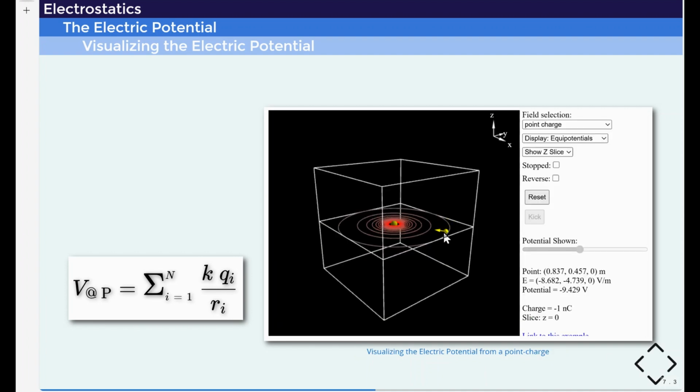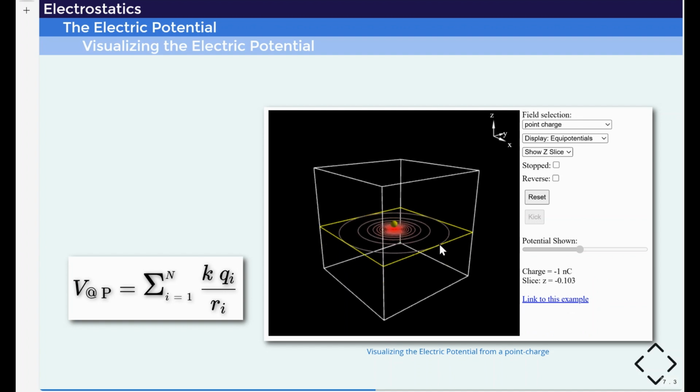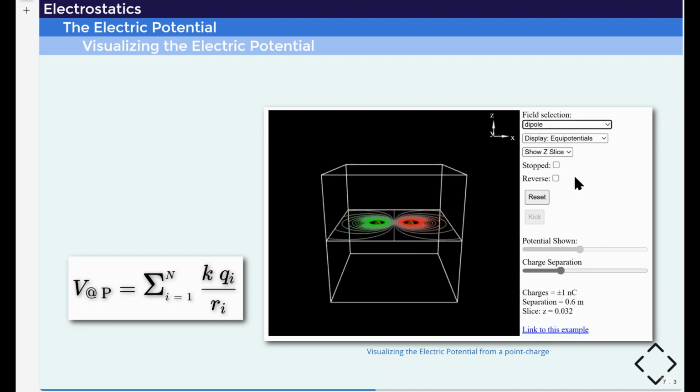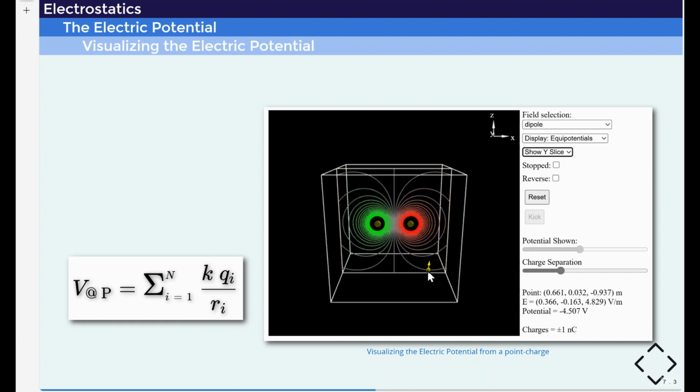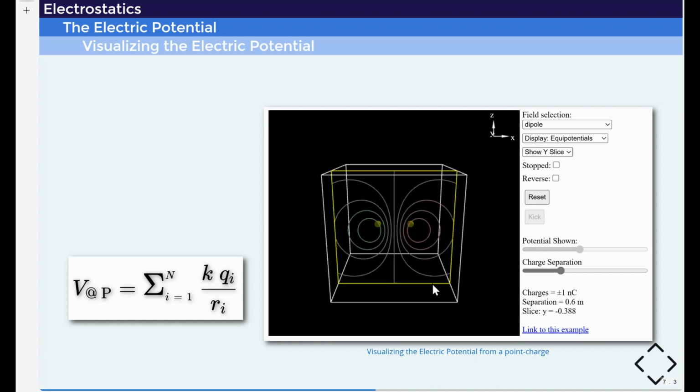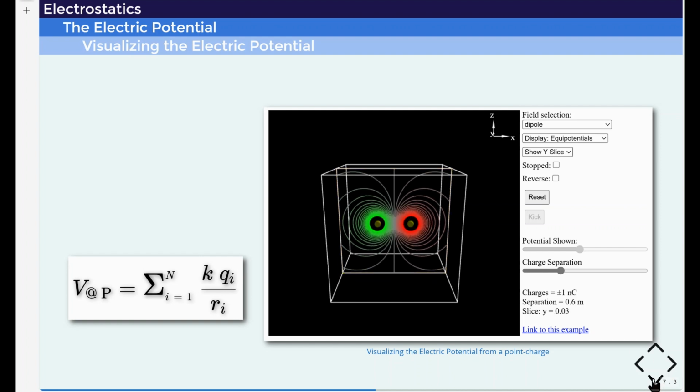This one here represents the electric potential by these lines. And you can see for a positive charge, and for a negative charge, negative 1 nanocoulomb, this is what it looks like. If I put one of those dipole things that has positive and negative, and let's say I want to show a Y slice, you can move it around and see what the electric potential looks like at different points. And we'll talk about this representation in a second.